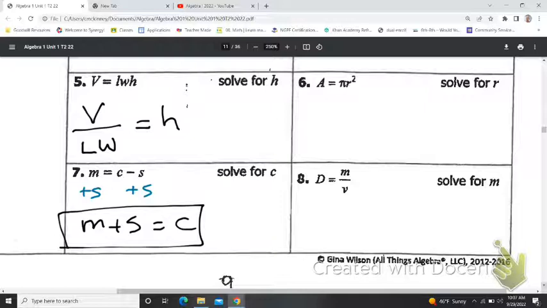In number 8, I'm trying to get M by itself. It's currently being divided by V, so I need to multiply to cancel out division. So I have dV is equal to M, or you could write VD is equal to M, right? Because when I'm multiplying, the order doesn't make a difference. I could write a dot in between them, but it's not necessary. If we write them mashed up against each other, it does show that they're multiplying.